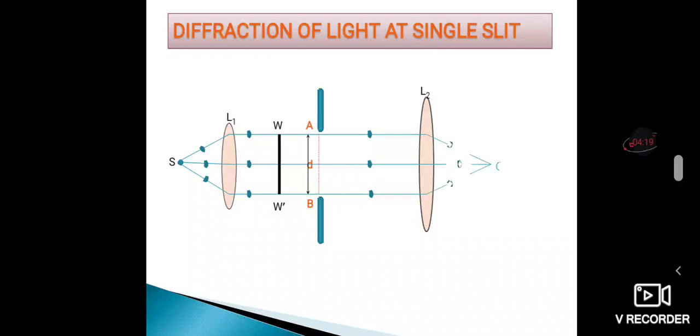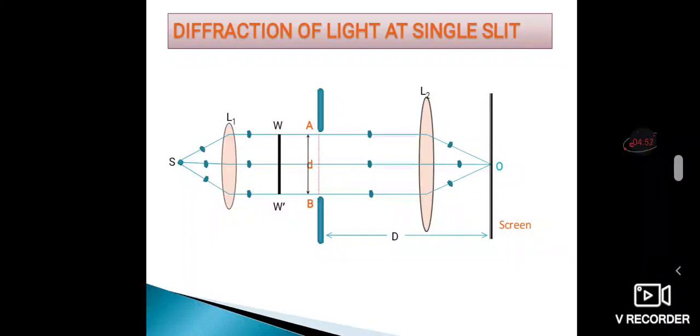Now we have to consider the point O on the screen, which is at a distance capital D from the slit AB. Since point O is equidistant from points A and B, the path difference between them is 0 and constructive interference takes place here. We get the central bright fringe at O, and it is called the central maximum.